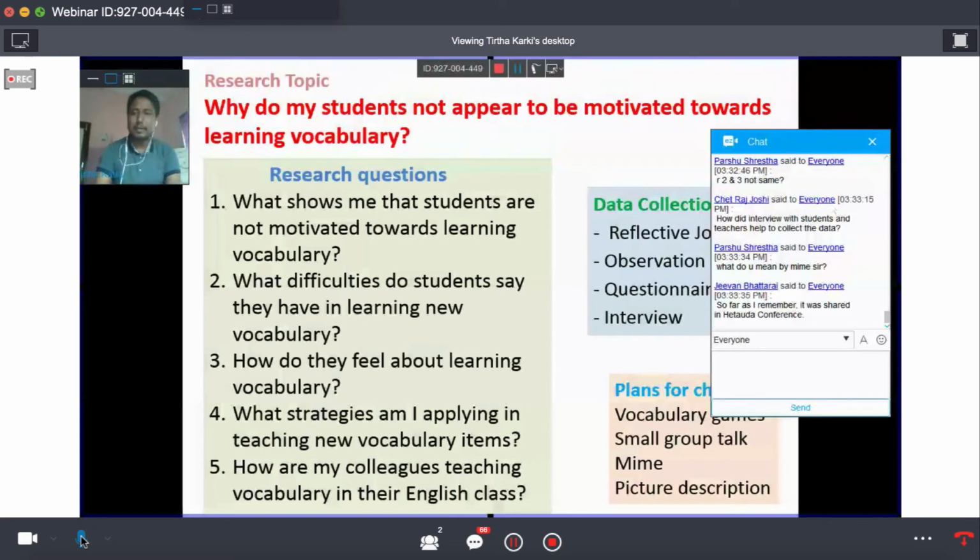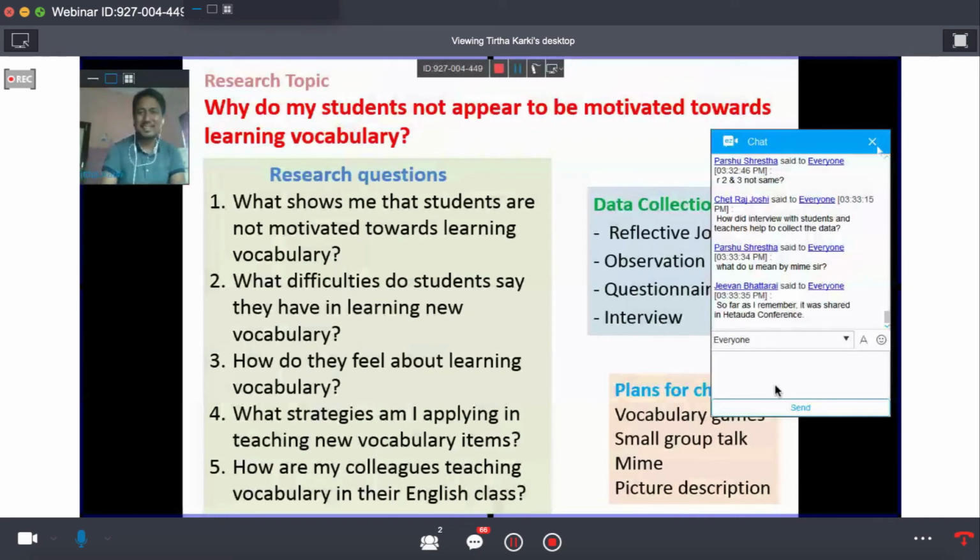In that sense, talking to the students is highly significant to resolve any classroom problems, because any strategies used in the classroom are implemented to bring change in students' behavior. In that sense, interview works effectively. Yes, we shared this in the Heteroda conference also, Jivanji.